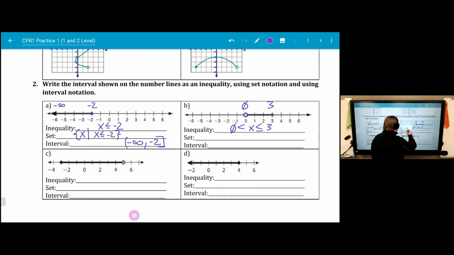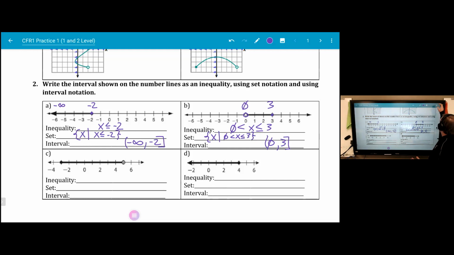And set notation, once again, write this business down. The set of all numbers X such that X falls between 0 and 3, including 3. Oh, wow. Hey, that's not bad. Not a bad bracket. Interval notation, once again, near and dear to my heart, my favorite. What's the smallest number? 0. What's the biggest number? 3. Put a comma between. Can it be equal to 0? No. Parenthesis. Can it be equal to 3? Yes. Bracket. Now you got 2 to practice with on your own.